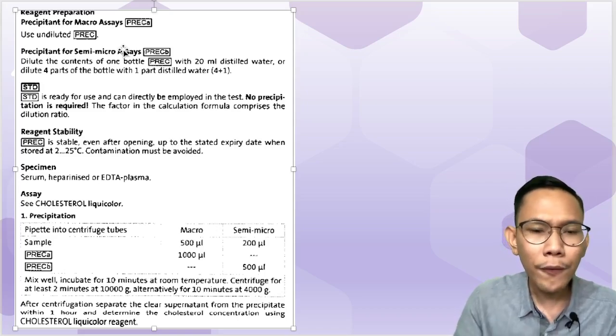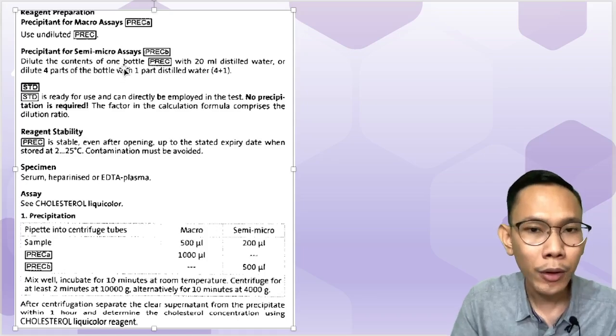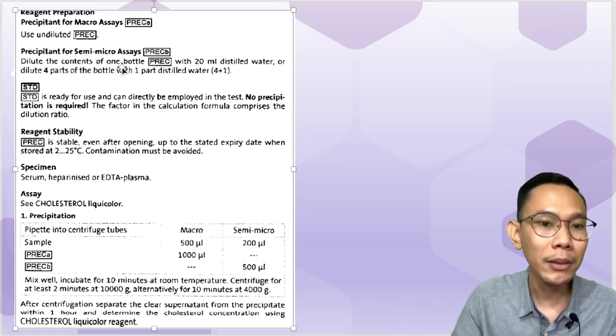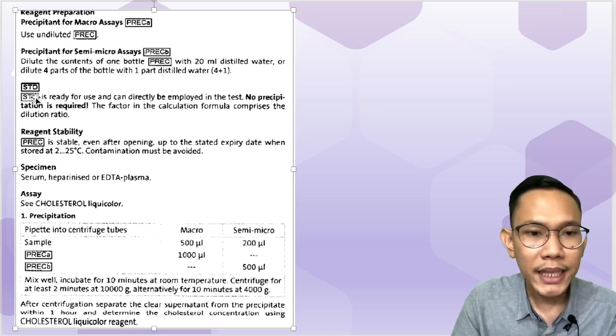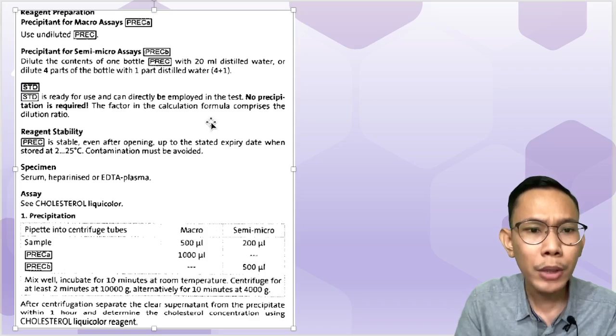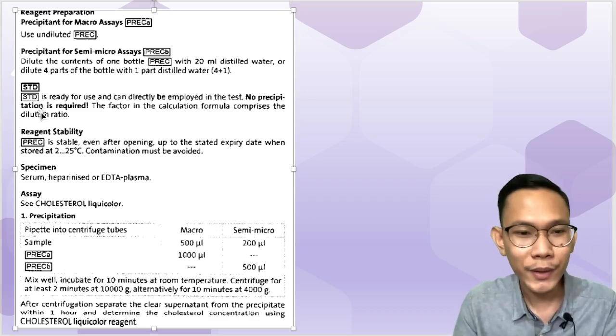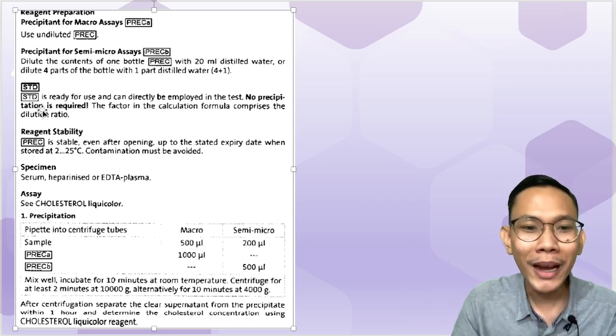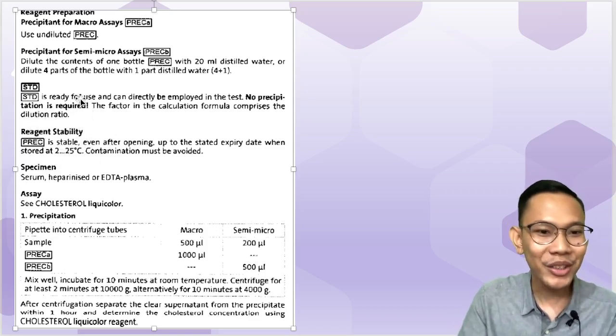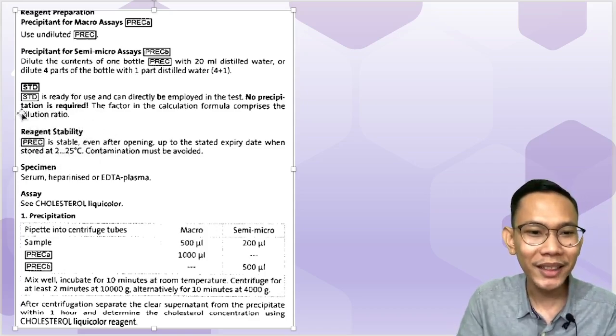Semi-micro or macro? Of course, gagamitin mo ng semi-micro kasi nga konting sample lang ang gagamitin. STD or your standard is ready for use and can directly be employed in the test. No precipitation is required. The factor in the calculation formula comprises the dilution ratio. Again, yung standard is ready for use. That's the basic na gustong ipaalam ng package insert nito.